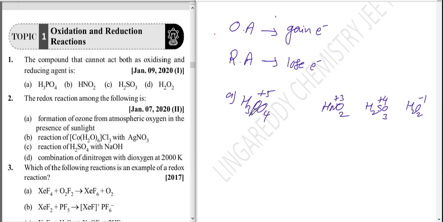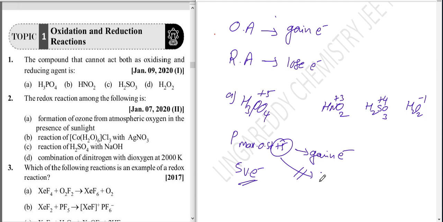oxidizing it. See, phosphorus maximum oxidation number is +5. Maximum oxidation state is +5. It has only 5 valence electrons, so 5 valence electrons are lost. So it can gain electrons, but it cannot lose electrons. So it can act as an oxidizing agent, but it cannot act as a reducing agent.